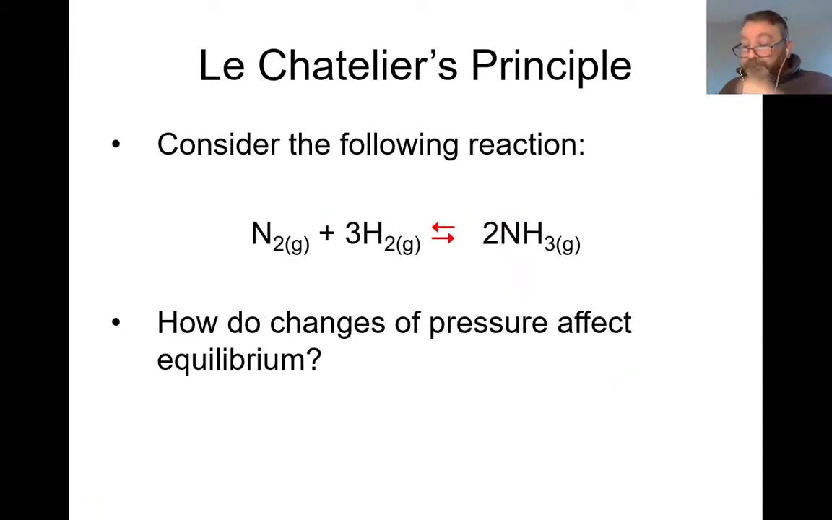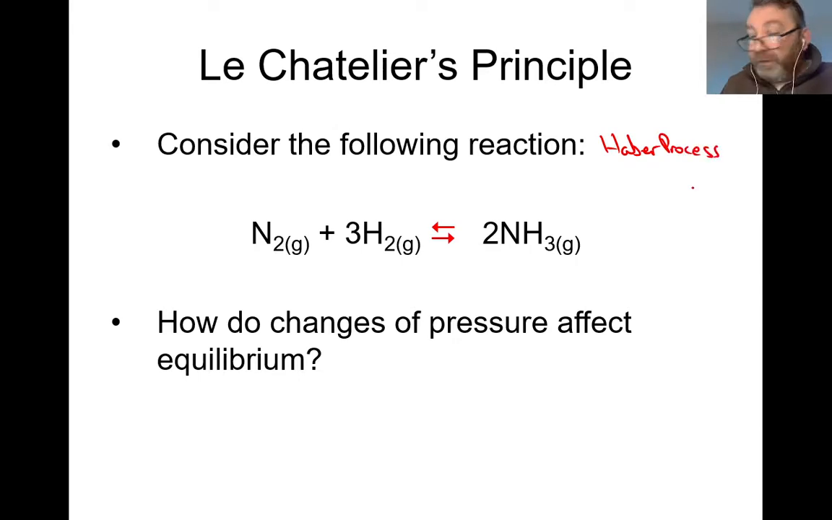So let's take this one. Consider the following reaction. I chose this one on purpose because this is one we've got to study in detail. We're making ammonia from nitrogen and hydrogen. It's actually called the Haber process, and we'll come on to the Haber process in a moment, but that's what it's called.